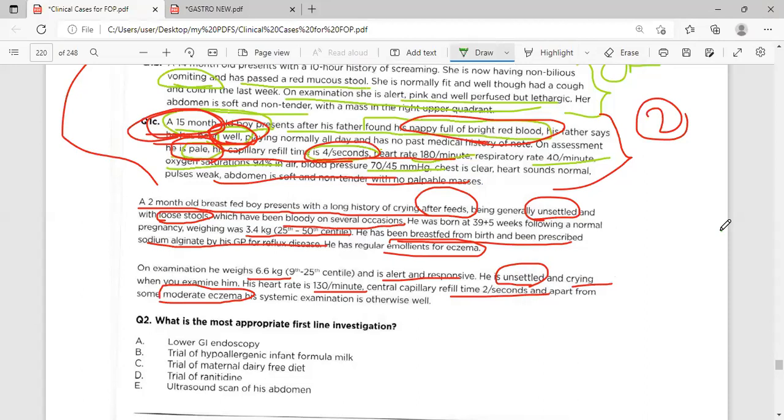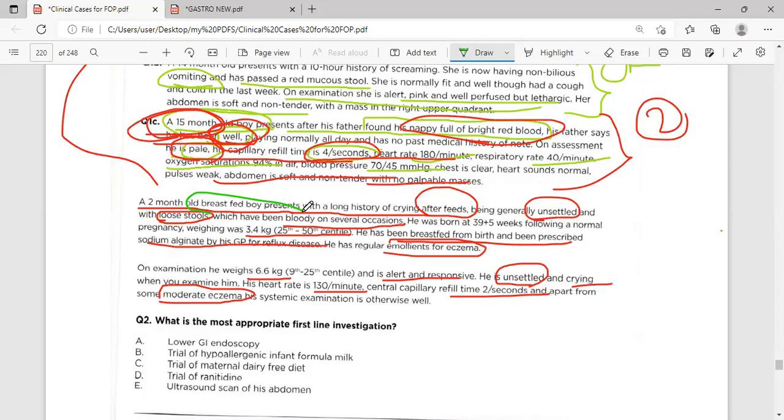So this is a case of a 2-month-old baby who has been breastfed since his birth. Now he's presenting with crying after feeds, irritable, unsettled. Along with that, there is loose stool, and occasionally this loose stool converts into bloody stool. Also, there is a decrease in the growth velocity. And one more important history is that he has a history of eczema.